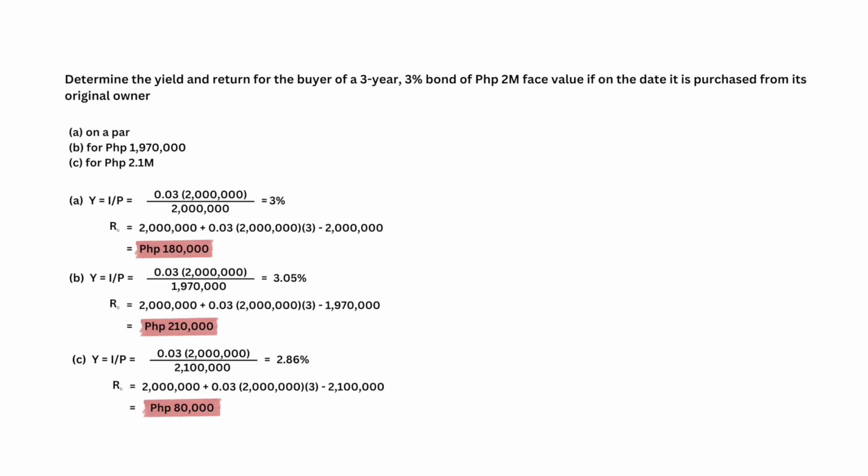Lastly, we're going to get the current yield for 2.1 million pesos. The current yield for this would be 0.03 times 2 million divided by 2,100,000, which equals 2.86%. The buyer's return will be 2 million plus 0.03 times 2 million times 3 minus 2,100,000, which equals 80,000 pesos. And that's how we can get the current yield and buyer's return.